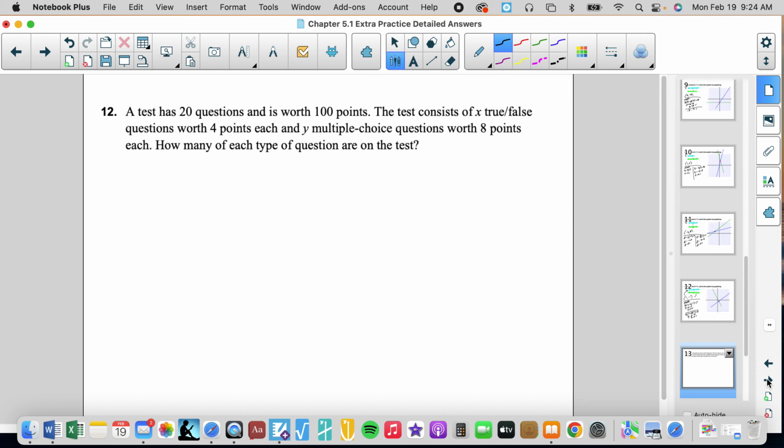A test has 20 questions and is worth 100 points. The test consists of X true-false questions worth 4 points each, and Y multiple choice questions worth 8 points each. How many of each type of questions are on the test? All right, so there are 20 questions. So this 100 points is not relevant.